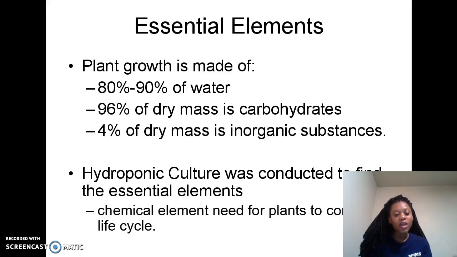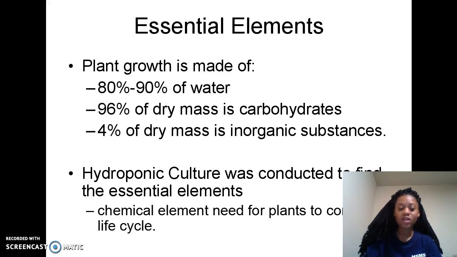An experiment called the hydroponic culture was made to find out what the essential elements are. And this is somewhat like the experiment we did. Well, it is the experiment that we did in class. This is when you take a plant and instead of planting it in its soil to grow, you plant it in different nutrients. And you see if this plant can undergo its life cycle and reproduce. And if it can, then it's an essential element that the plant needs to survive.